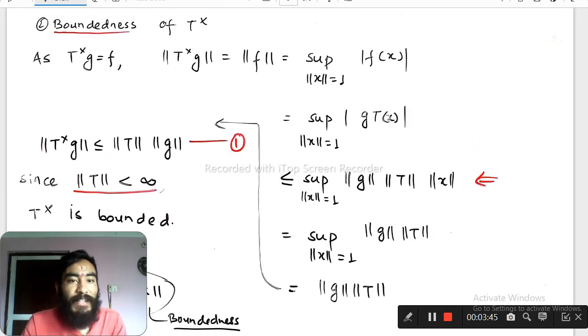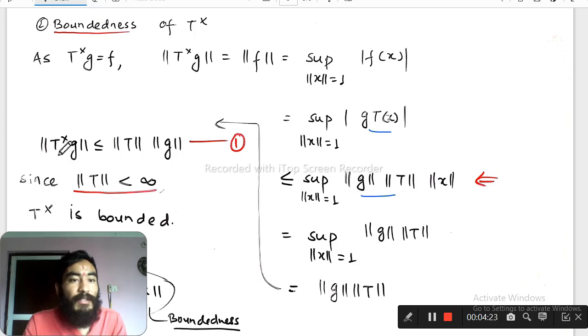Next we show the boundedness of T star. We have T star G equals f from the definition. So the norm of T star G equals the norm of f, which is the supremum of the absolute value of f(x), with norm of x equals 1. Now from the earlier definition, f is the composition of g and T. So we substitute the value. We use the property of norm, which is less than or equal to norm of g, norm of T, norm of x. We have norm of x equals 1. So we get this step. Now applying supremum, we get this step.